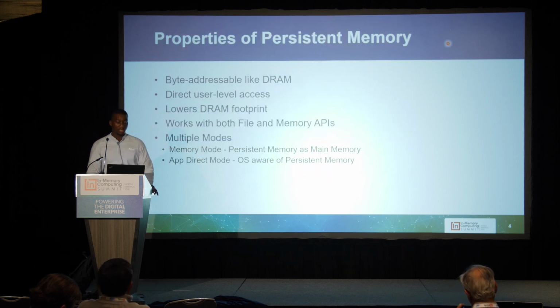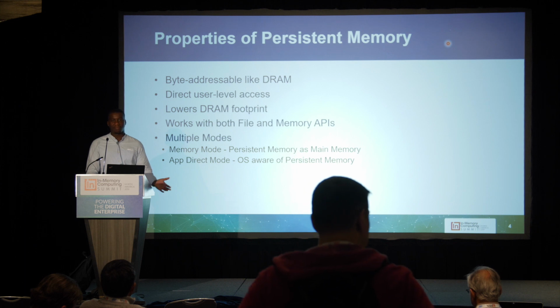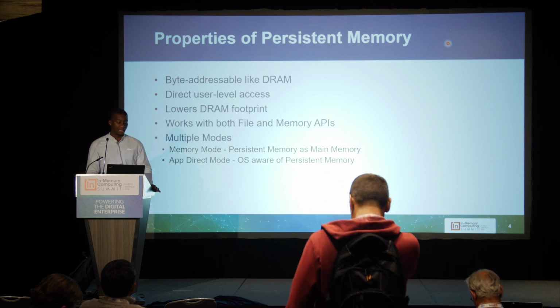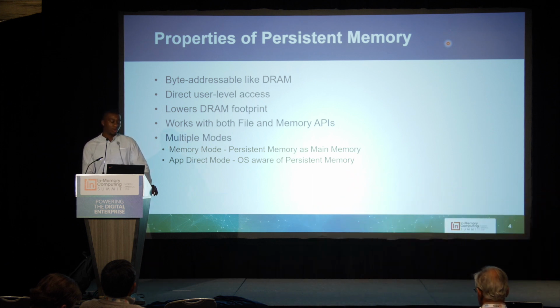So some of the properties of persistent memory: it is memory. It's byte addressable like DRAM, unlike files where you have to access data block by block. You can also have direct user level access. In some modes, you don't need to go through the kernel page cache or any kind of drivers. It also lowers DRAM footprint. If you are offloading some of your data structures from DRAM to persistent memory, then you're using less DRAM, and you can save money on your deployment. It also works with both file and memory APIs. I'll talk more about that soon.